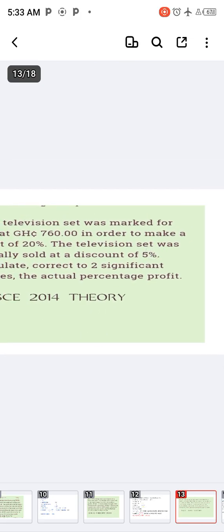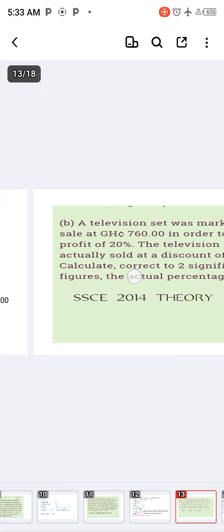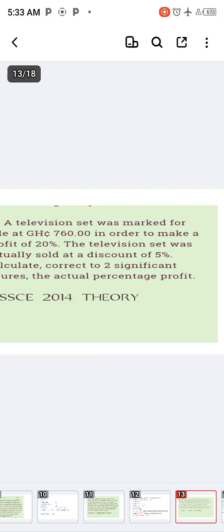Well, we first of all find the cost of the television. Then after finding the cost of the television, we find the profit. Thereafter, we express the profit over the cost price multiplied by 100 over 1. That is what we will do in this question. Now let's proceed.